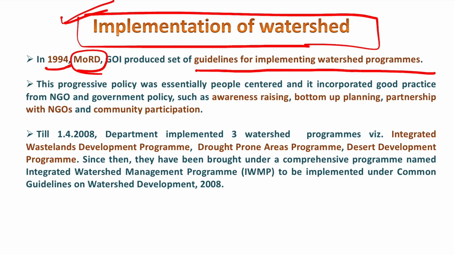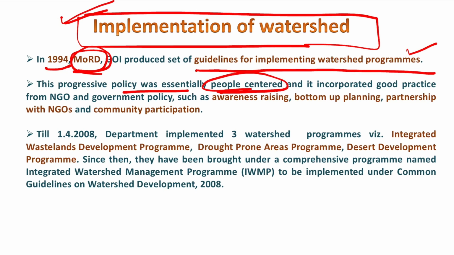So implementing an activity, we have to study that particular area, that particular locality, what is the need, how we can implement. Step by step implementation program has been done, right? So in 1994, what happened? Ministry of Rural Development, Government of India produced guideline for implementing watershed program. This progressive policy was essentially people centered.